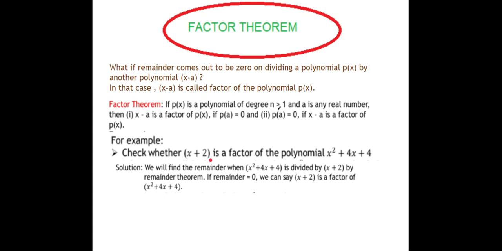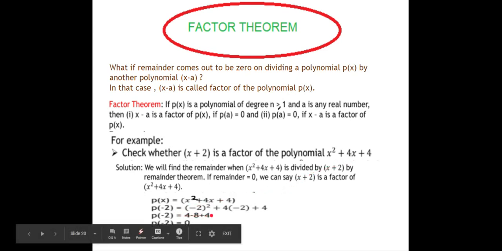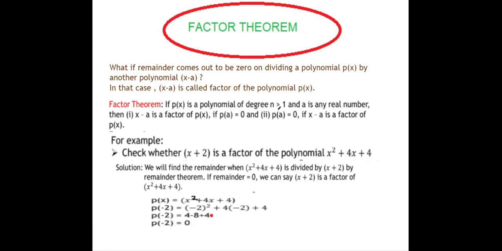Let us substitute that minus 2 in this given polynomial and find the value of p(x) at minus 2. When you solve this, you get p(minus 2) equals 0. This means the remainder is 0, so x plus 2 is a factor of the given polynomial. Let us consider a similar example.